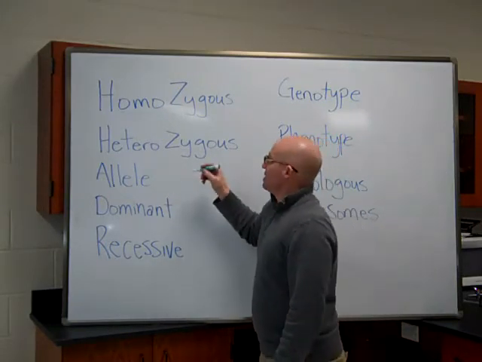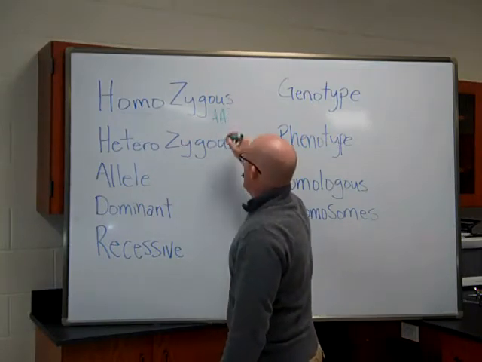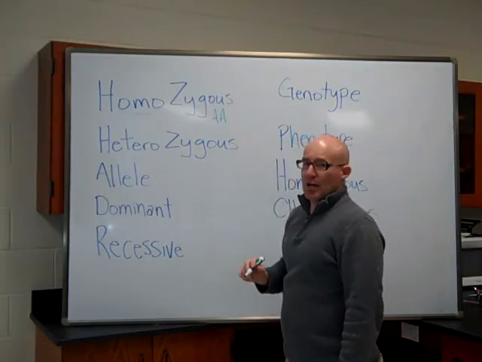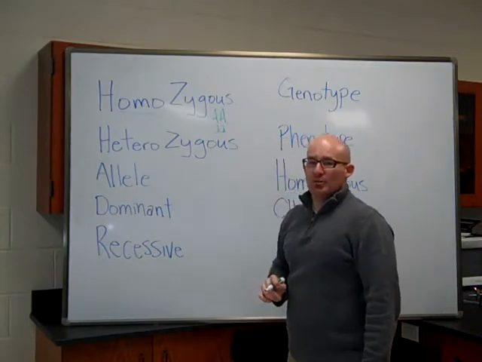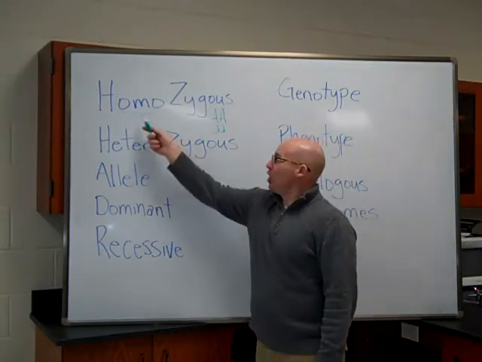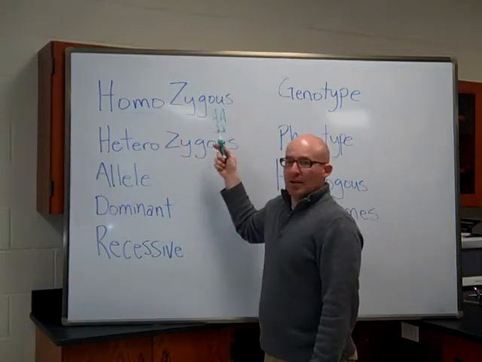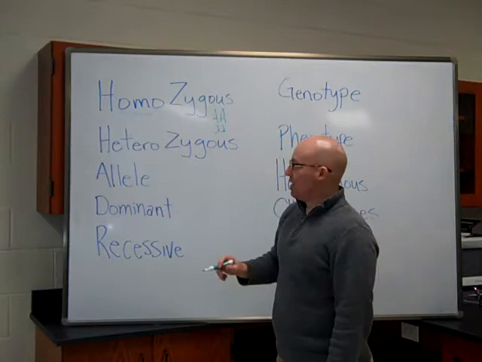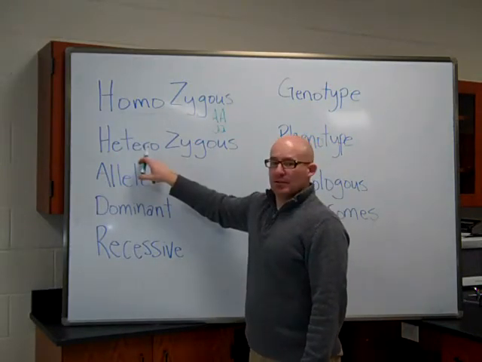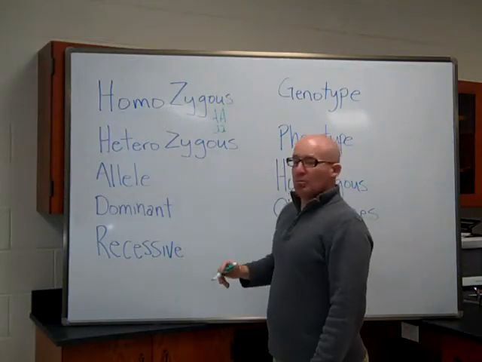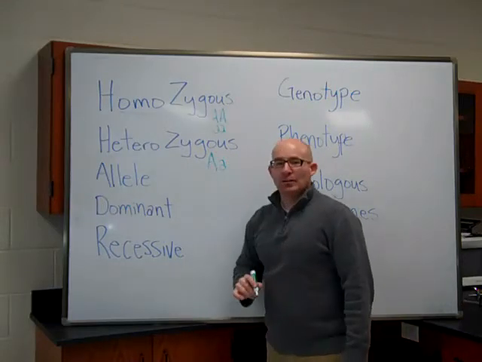To tie all this together, with homozygous we're going to have a person with a big A, big A genotype or a little a, little a genotype. So they have the same genes, big A or little a. They don't have two different genes, because that would mean they were heterozygous. Hetero means different. So someone who is heterozygous would have one big A and one little a.